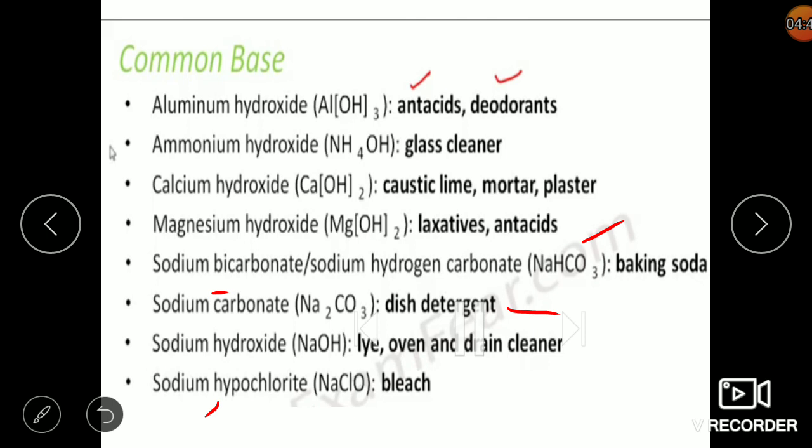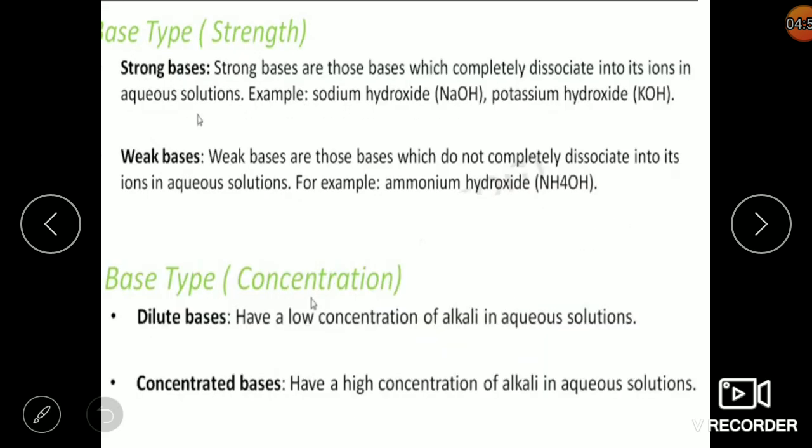Sodium hydroxide, it has OH minus ion. Then sodium hypochlorite, NaClO, it is used as a bleach for cleaning the clothes and all. We use it. So these are some common bases. Next we'll see the types of base. Now we can classify the base as per their strength, as per their concentration.